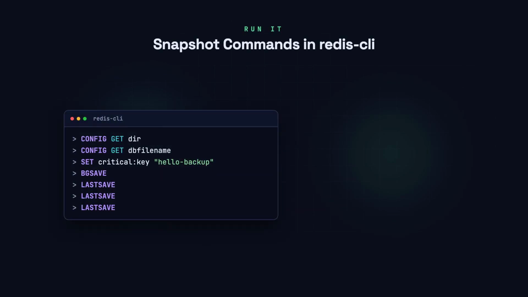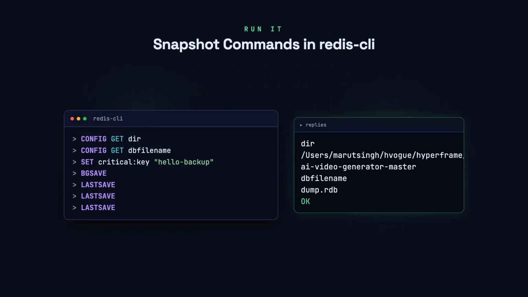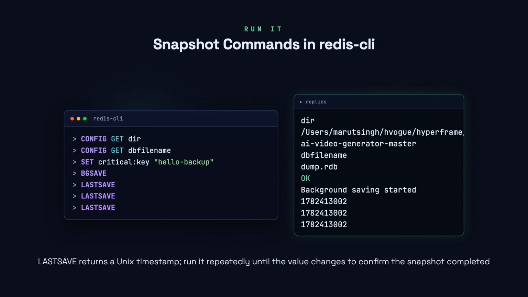First confirm where Redis will write the file using CONFIG GET dir and CONFIG GET dbfilename. Then write some data, call BGSAVE and poll LASTSAVE until the timestamp advances. That timestamp change is your signal that the file is safe to copy.